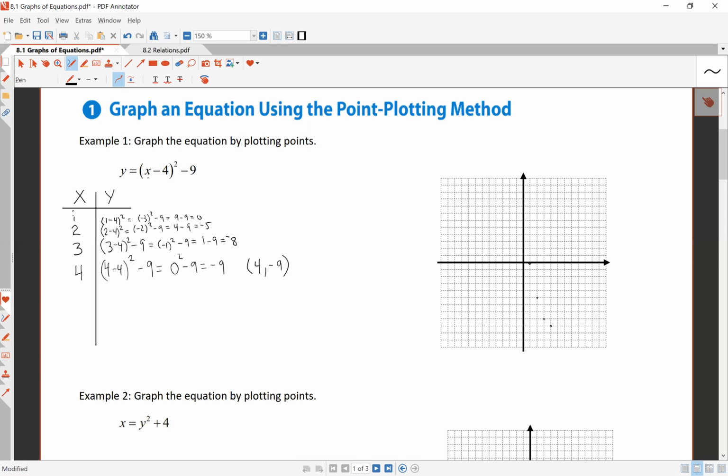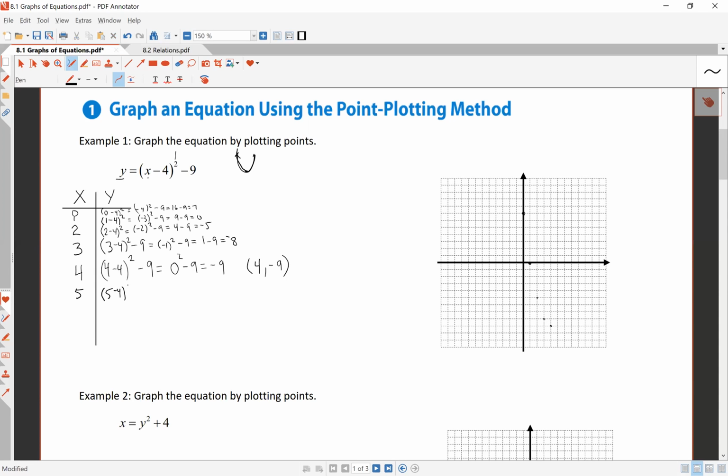And plugging in 0, 0 minus 4 is negative 4, squared is 16, minus 9 is 7, so (0, 7). One thing you have to remember is every time you graph something that has a y and an x squared in it, the graph is going to be a U-shaped graph called a parabola. We've located the left side of the parabola, and the right side of it is when we plug in 5.